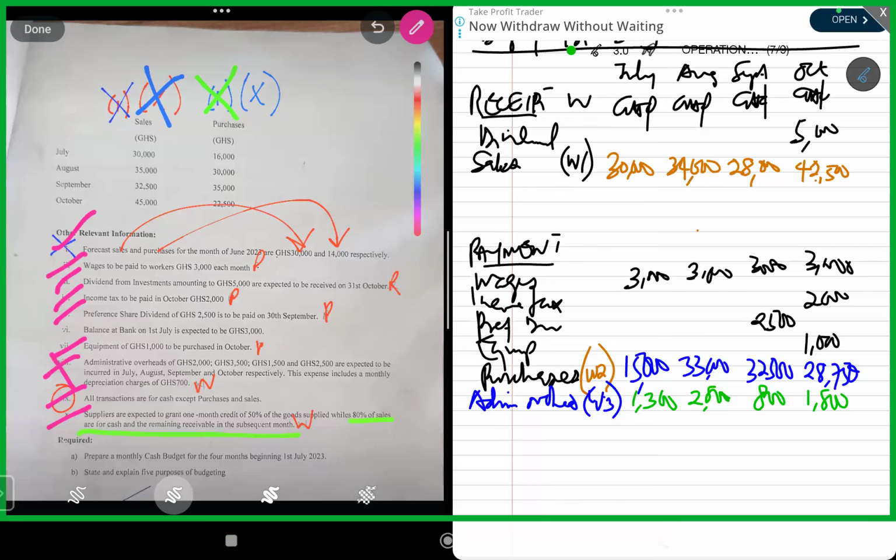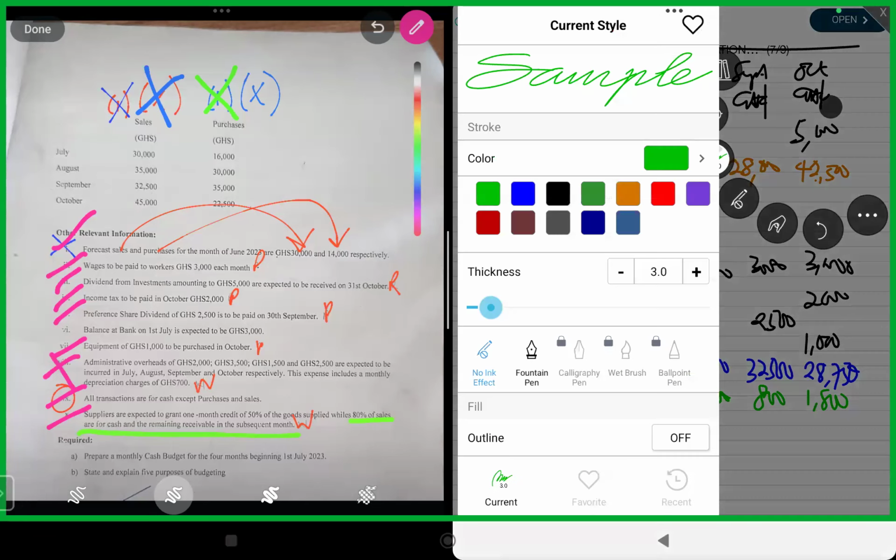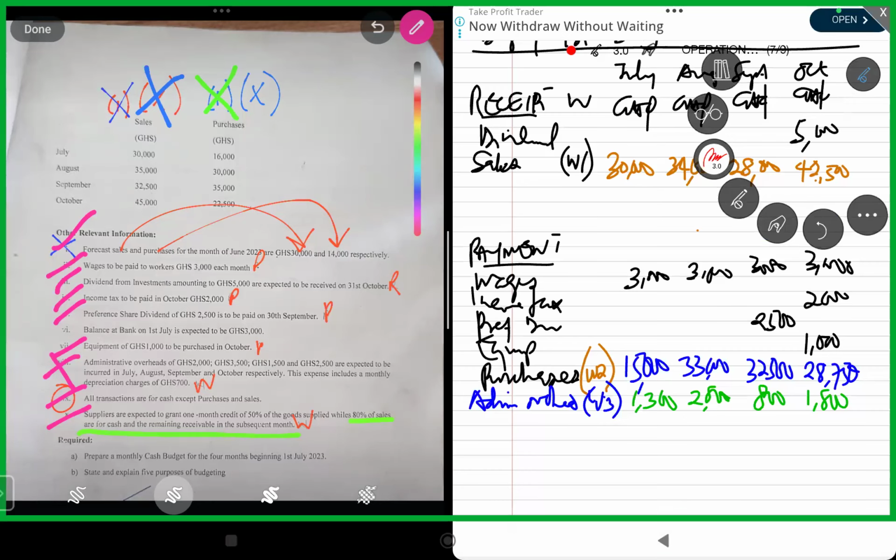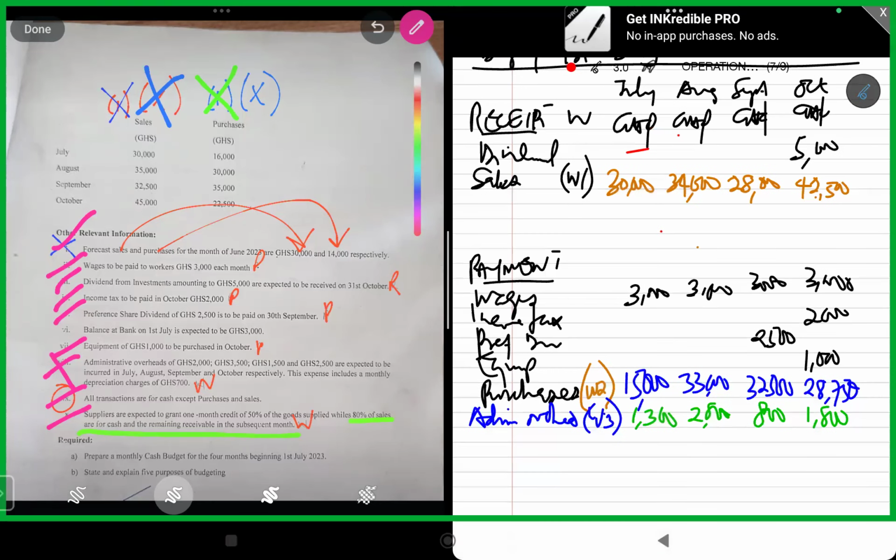So now I'll place in dashes wherever there are no figures. Dividend: July, nothing; August, nothing; September, nothing. Income tax: July, nothing; August, nothing; September, nothing. Preference dividend: July, nothing; August, nothing; September, October, nothing. Equipment, it's only October. Then I'll sum up.